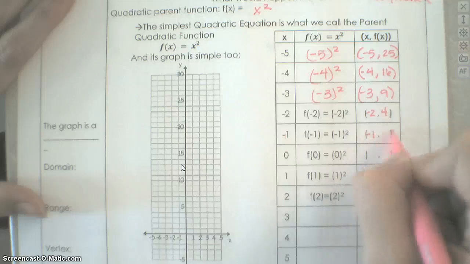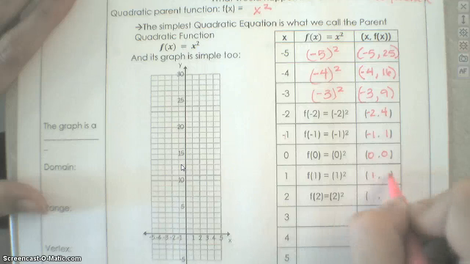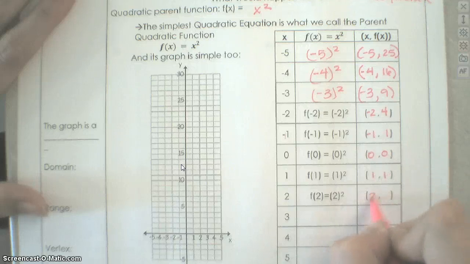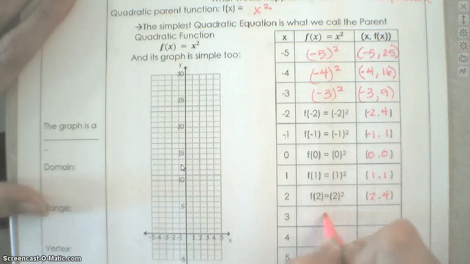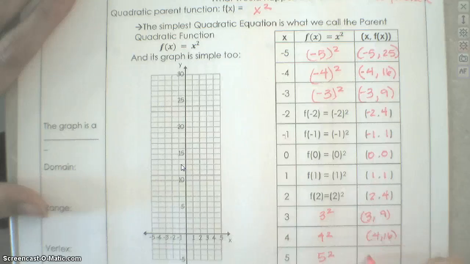Here, negative 1, we get positive 1, 0, we get 0, and just continuing on, plugging those numbers into x squared. So 3 squared, 4 squared, 5 squared, and so forth. Now we're going to go ahead and graph these points.